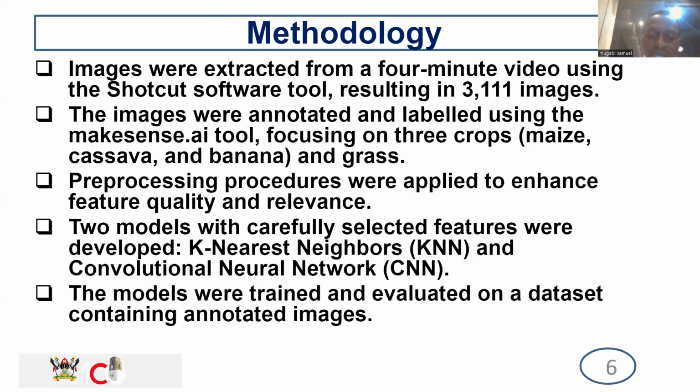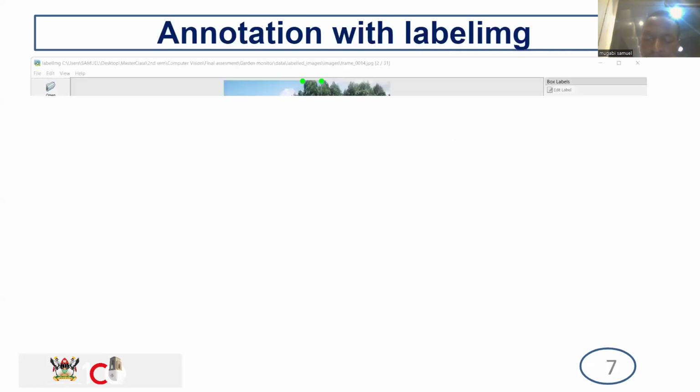Like I was saying, we extracted the frames, and first we annotated which ones were the crops: the maize, cassava, bananas, and grasses, for a number of photos. Then we pre-processed and augmented them so as to increase their size. Then we fed this into the KNN models and the convolutional neural networks. The models were trained and evaluated on the data set, and the results were compared.